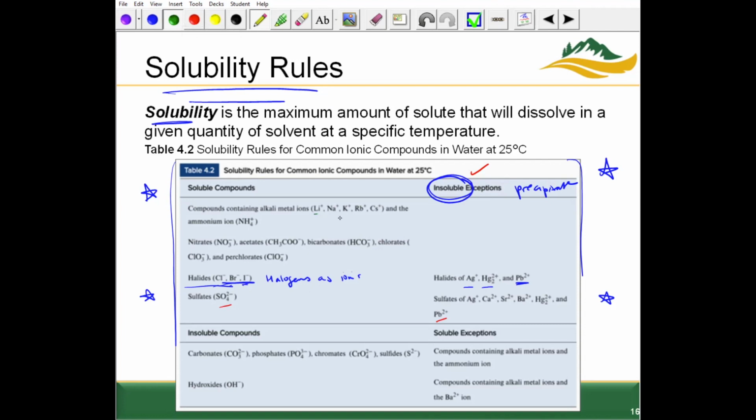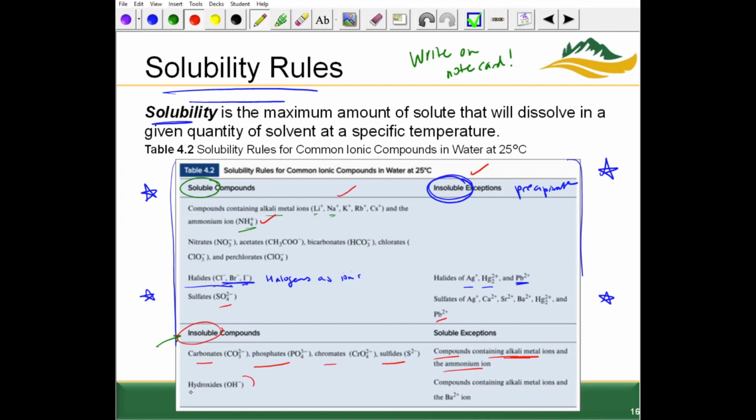What about lithium, sodium, potassium, some of these alkali metals? Anything containing these alkali metals or the ammonium cation is going to be soluble based on these solubility rules. What about down here? Well, this looks like any carbonates, phosphates, chromates, or sulfides. These are insoluble except when they're compounds that contain an alkali metal or the ammonium ion. So these are always insoluble except when paired with an alkali metal up here or ammonium.